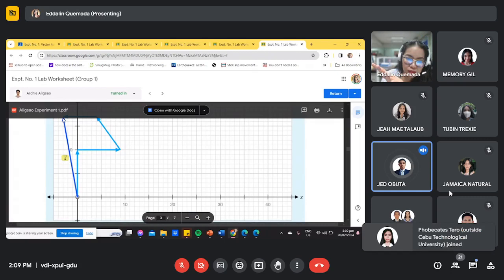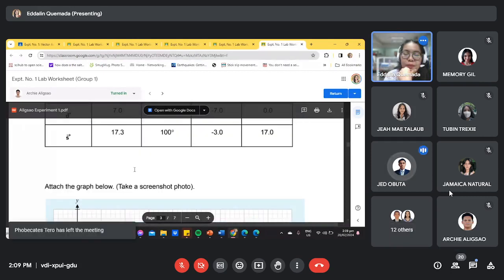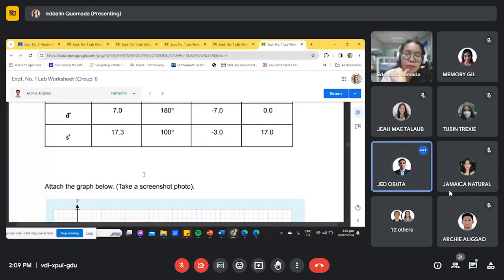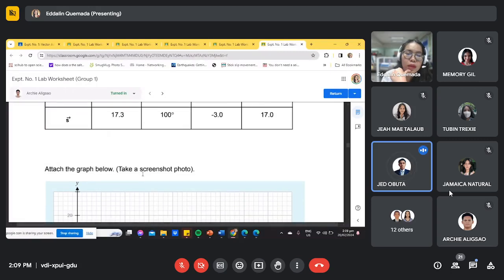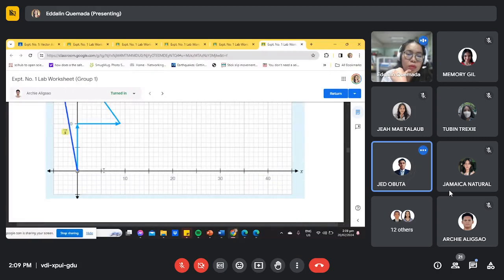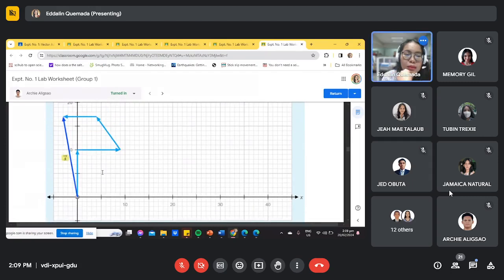Okay, so this is now the resultant, right? Okay, so what's the value? So bali, ang magnitude is 17.3 at 100 degrees. Then it moves 3 units pa dun sa left, then up 17 units upward. Okay, so if that's the given case, asa ni diri ang 100-degree angle kung mo-plot na ta sa resultant?